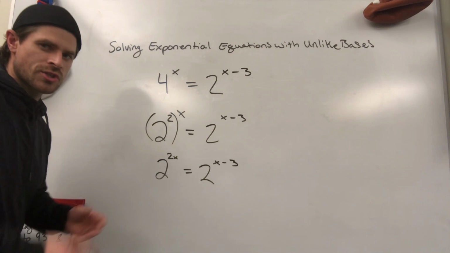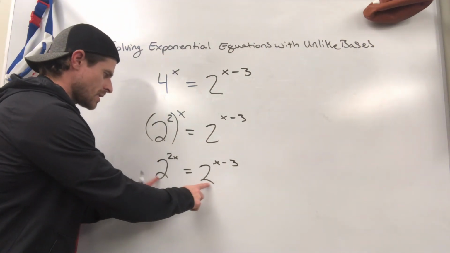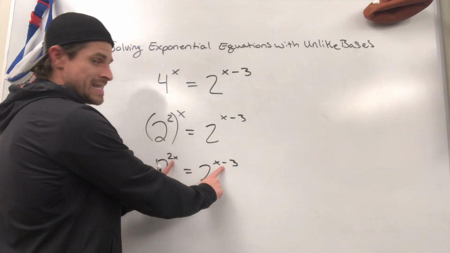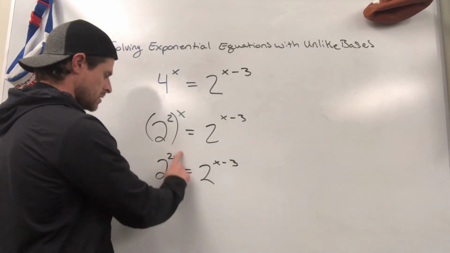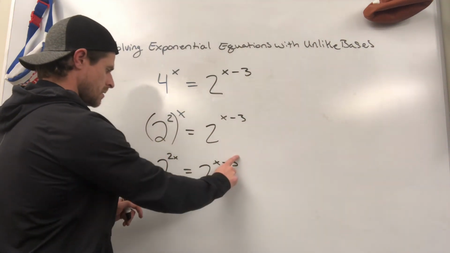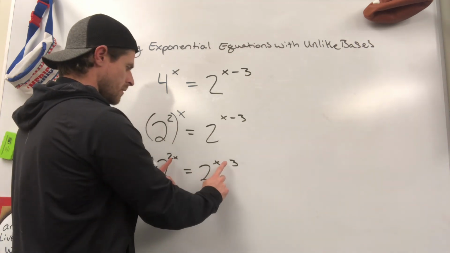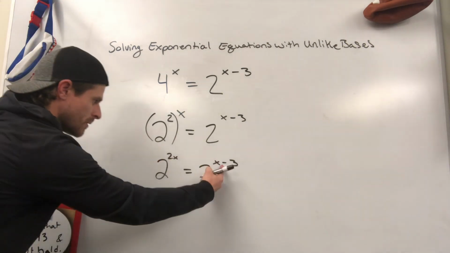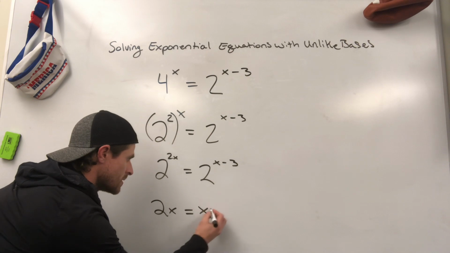Now this is where it starts to make sense, because if that's a 2 and that's a 2, these are the same base, meaning these exponents would have to be equal. Because if this is equal to this, and the bases are the same, whatever those exponents are, they must be the same. So we take our exponent and our exponent, and we just write them down as equal exponents.